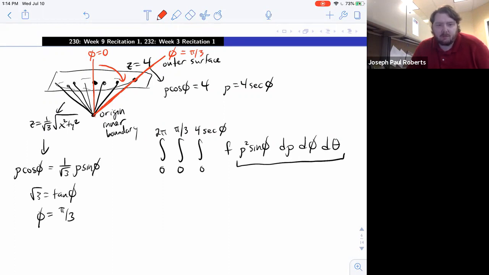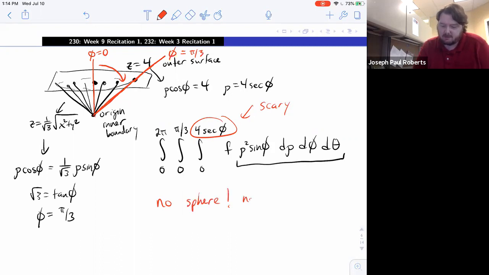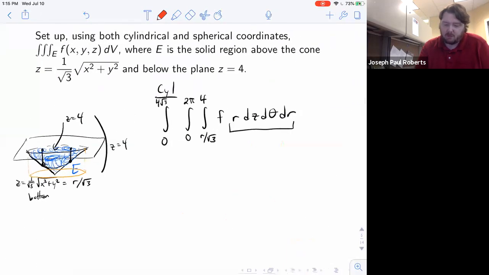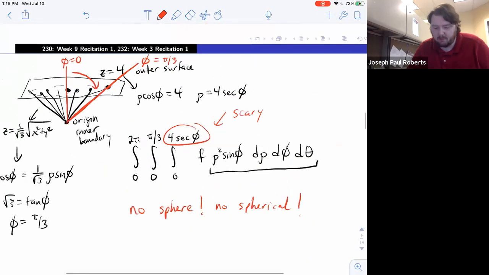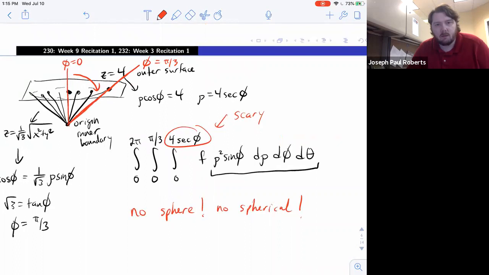I think a lot of people who do this in spherical are careless and think that the upper rho bound is just a number. So really, keep going with this. It's scary, probably a big mess, but go by what we said yesterday: no sphere, so no spherical. This is better. So just another little practice on setting them up both ways, knowing which one is better.